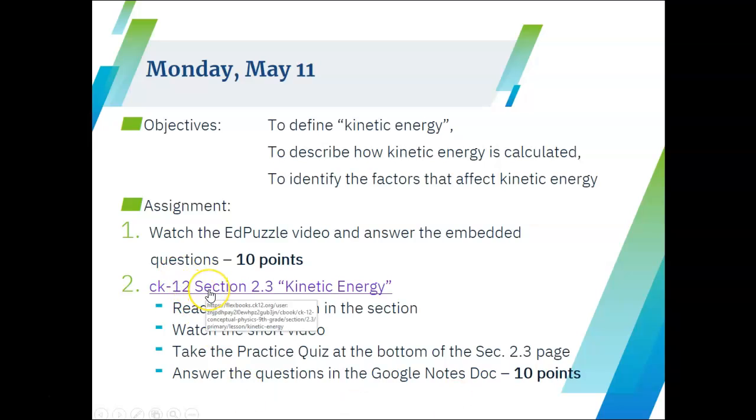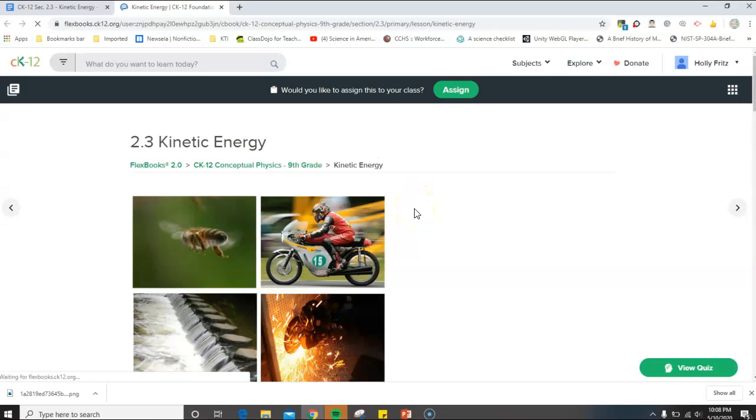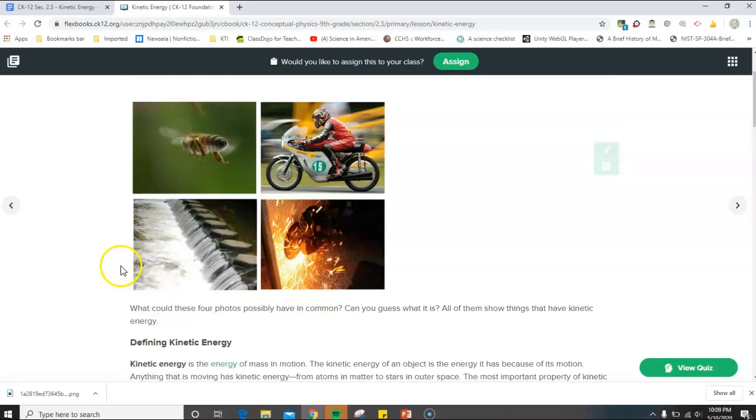I want to go over a little bit of the information in the section 2-3 kinetic energy part with you. This would be like the introductory lecture information that I might give you in class if we were there in person. When you pull up the section 2-3 kinetic energy, you're going to see 4 pictures that all are exhibiting things that use or have kinetic energy. See what you can see are the similarities between all of these things. We have a bee in flight, a guy on a motorcycle, a saw, and some running water. If you think about it, all of them are exhibiting kinetic energy.